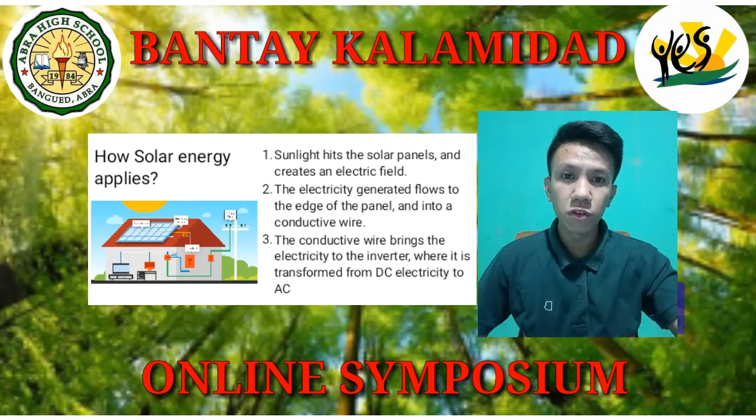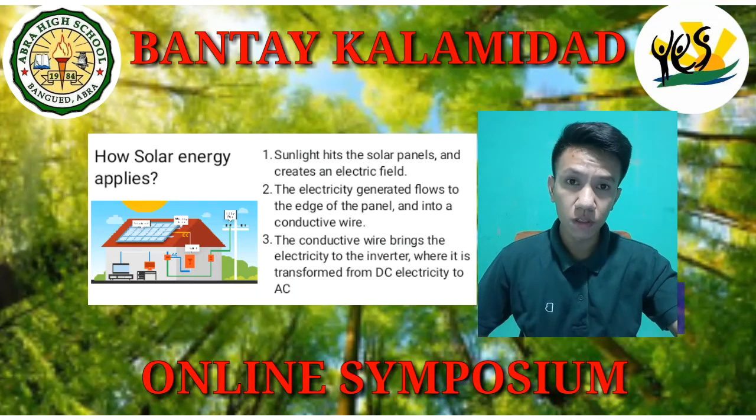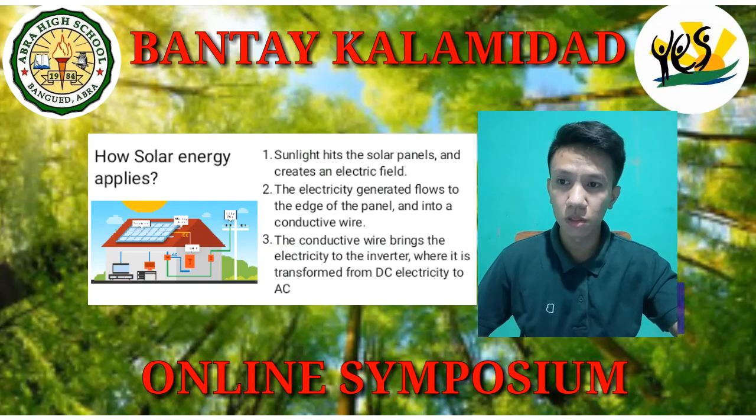How does solar energy apply? First, the sunlight hits the solar panel and creates an electric field. The electricity generated flows to the edge of the panel and into a conductive wire. The conductive wire brings the electricity to the inverter, where it is transformed from direct current electricity to alternating current, which is used to power the buildings.